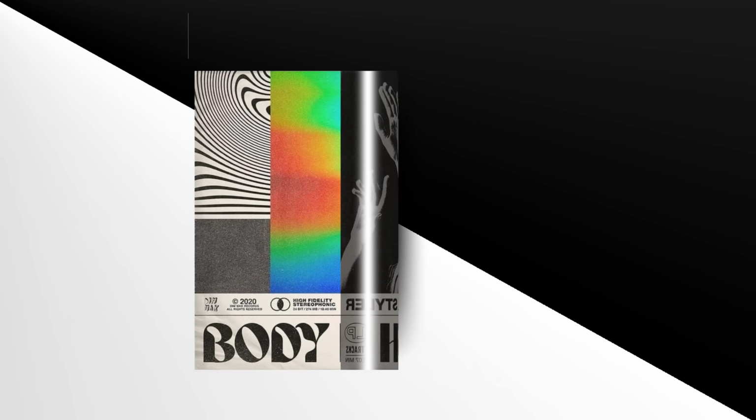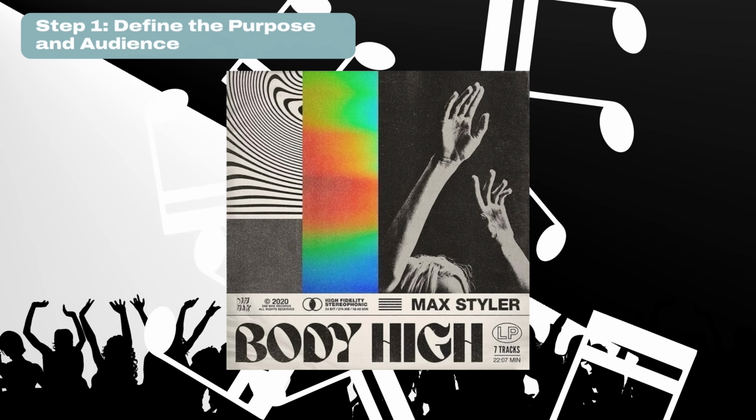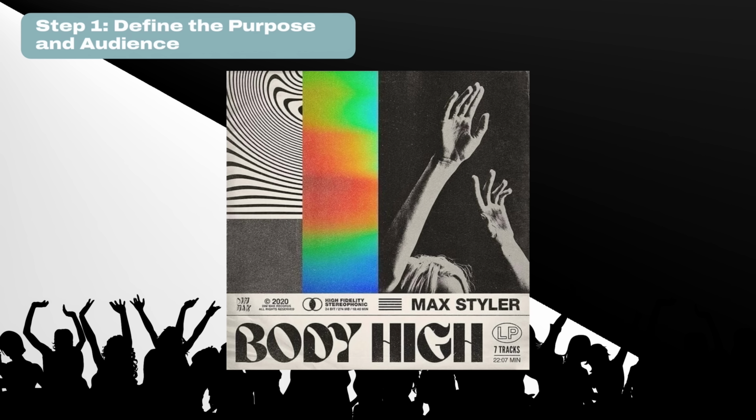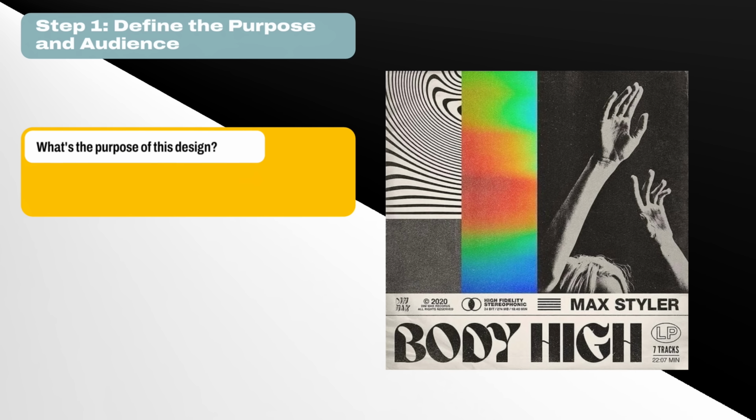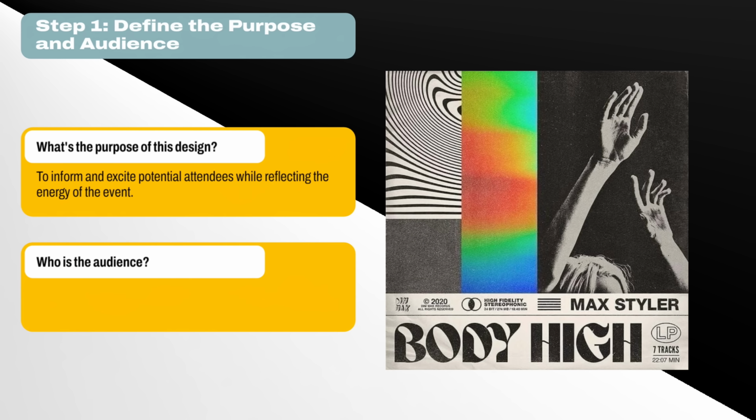Let's say you're designing a promotional poster for a music festival aimed at young adults who love electronic dance music. Now, ask yourself, what's the purpose of this design? It might be to inform and to excite potential people who are going to go to that festival while reflecting on the energy of the event. Who is the audience? Primarily people aged 18 to 30 who enjoy high energy music, vibrant nightlife, and social gatherings. Now, this clarity informs every decision moving forward, and it's very, very important.